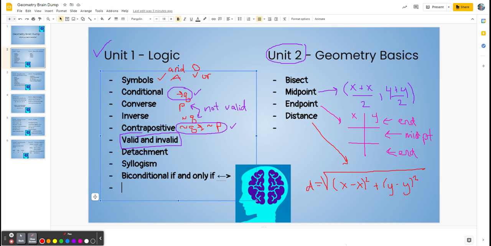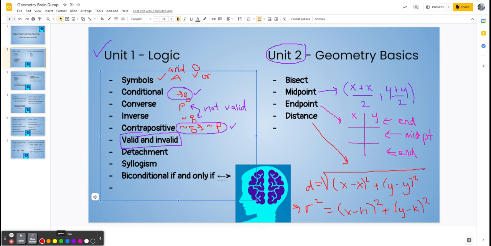That is super similar to the circle formula. The circle formula is on your formula sheet. The circle formula is exactly the same formula, except it's R squared instead of the square root. And it's got X minus H squared instead of X minus X, and Y minus K squared instead of Y minus Y. They are almost identical. They're both derived from the Pythagorean theorem.